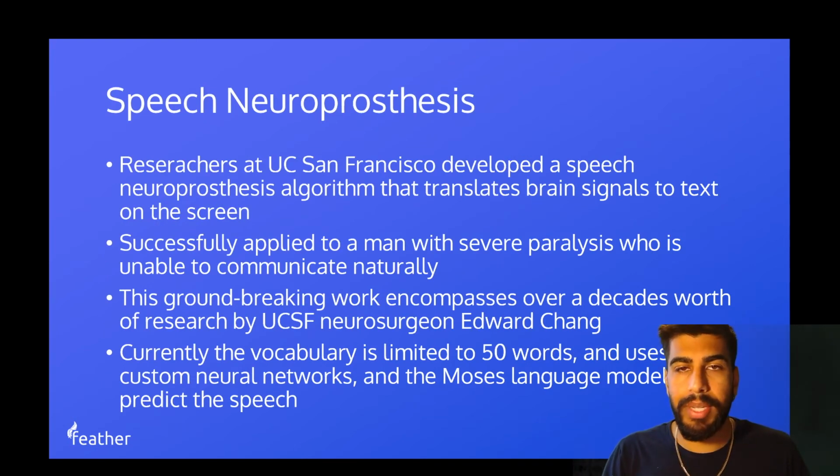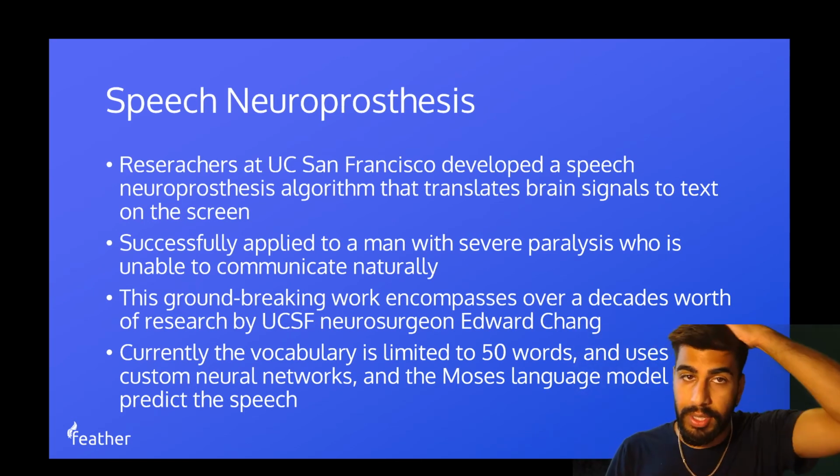Now, this is possibly the coolest thing I have for you this week. Speech Neuro Prosthesis has real-world applications and is an amalgamation of over a decade's worth of work by UCSF neurosurgeon Edward Tang. UCSF is the University of California San Francisco, and what they've done is developed an algorithm that can translate brain signals into text on the screen.